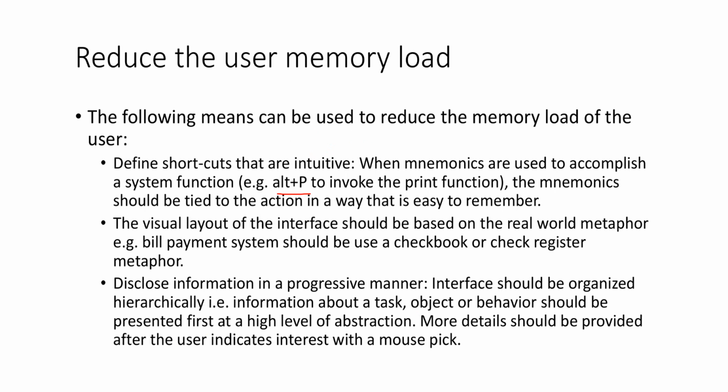The third is it discloses information in a progressive manner. In small steps, in small increments, it discloses more details to a user. The interface should be organized hierarchically. That is, information about a task, object or behavior should be presented first at a high level of abstraction. More details should be provided after the user indicates interest using a mouse pick.